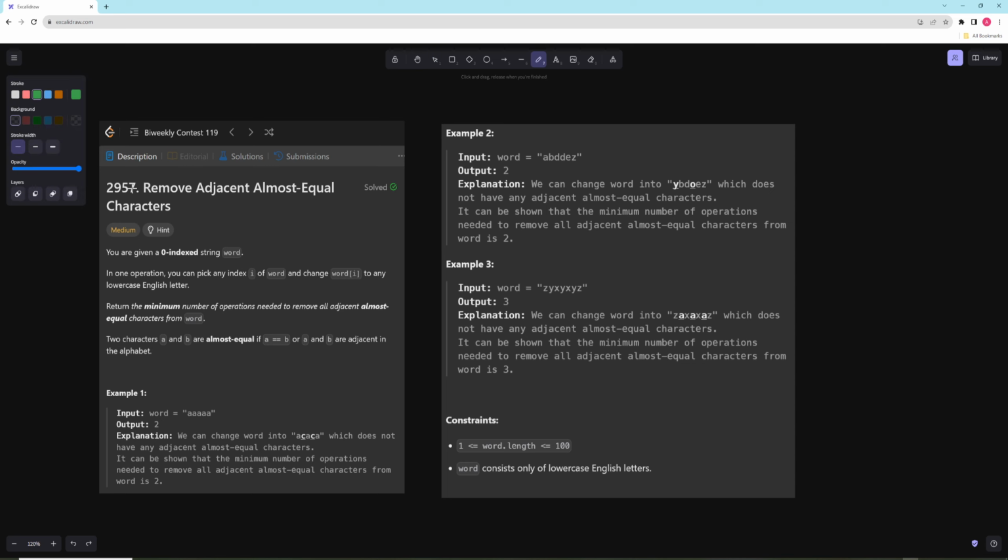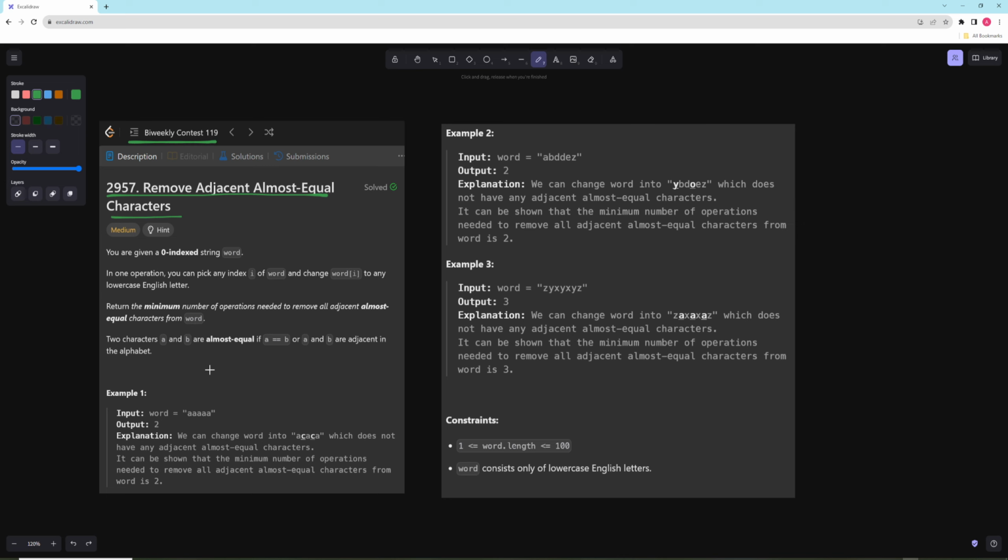In this video we're going to be working on remove adjacent almost equal characters from this week's biweekly contest. In the problem you're given a zero-indexed string word, and in one operation you can pick any index of the word and change it to any other lowercase English letter. Determine the minimum number of operations needed to remove all adjacent almost equal characters of the word. Almost equal characters are characters that are equal or adjacent in the alphabet.